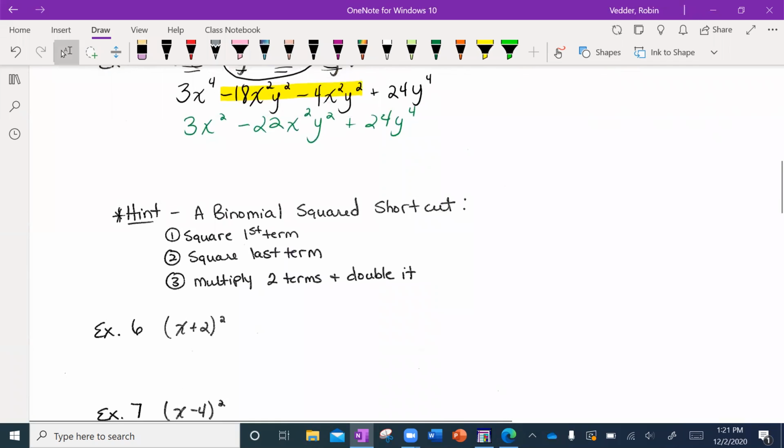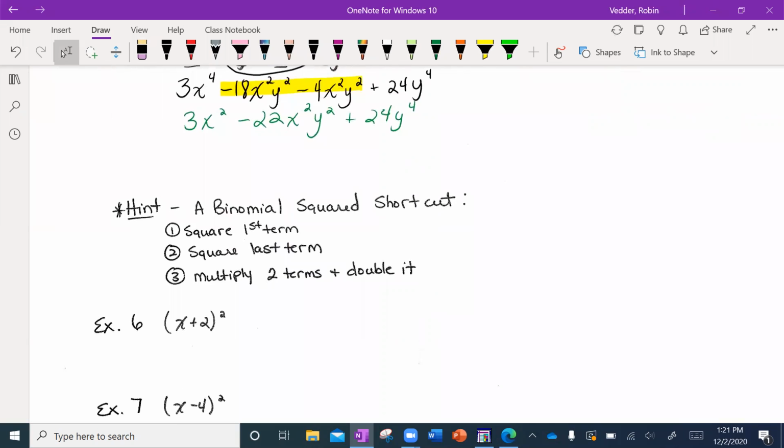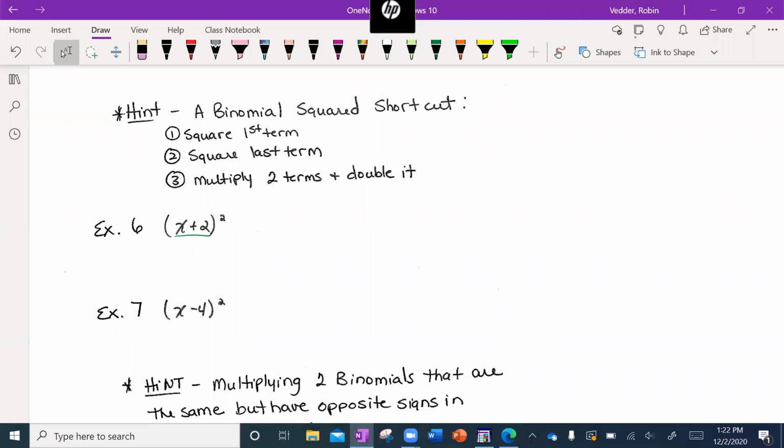All right, now sometimes these binomials will be written a little bit differently. If you ever have a binomial, meaning two terms, squared, there's a way that you can do this without actually having to write it out twice. All right, so whenever you have a binomial squared, first thing you're going to do is take the first term and square it. X squared is just x squared. Then you're going to square the last term. So we take 2 and square it. 2 squared is 4. Finally, it says multiply the two terms and double.